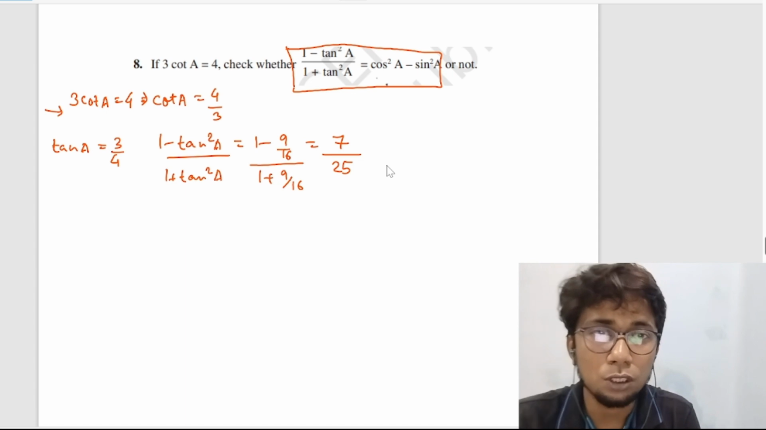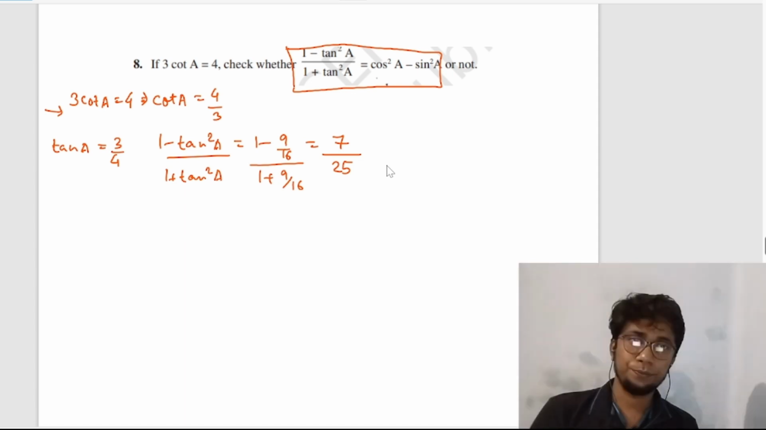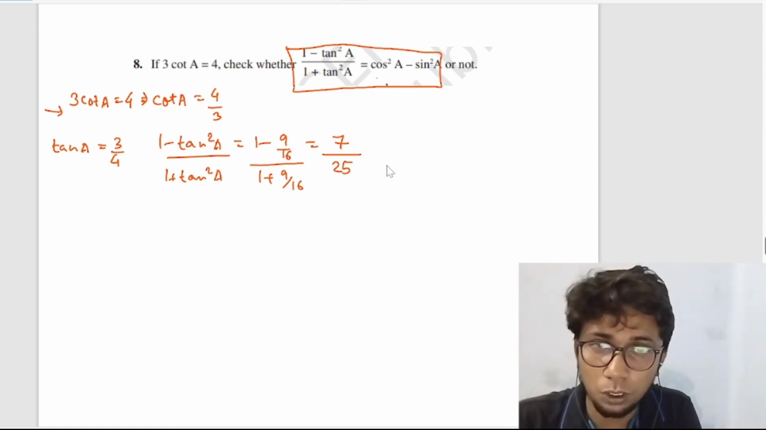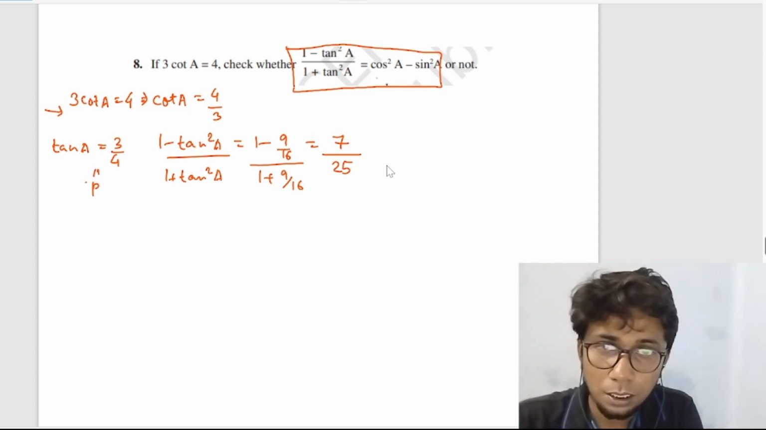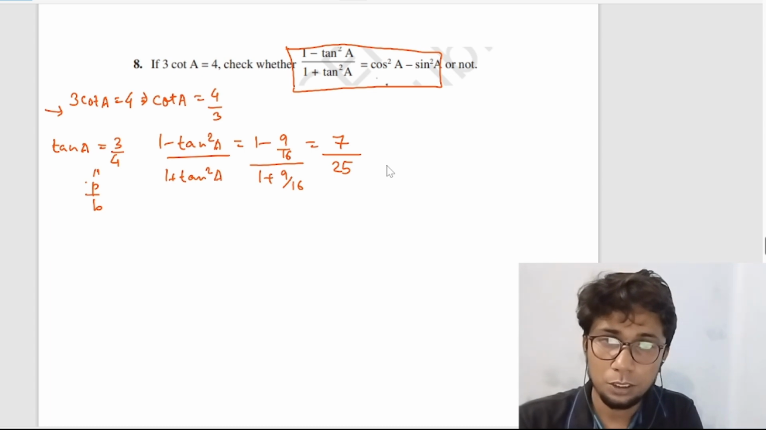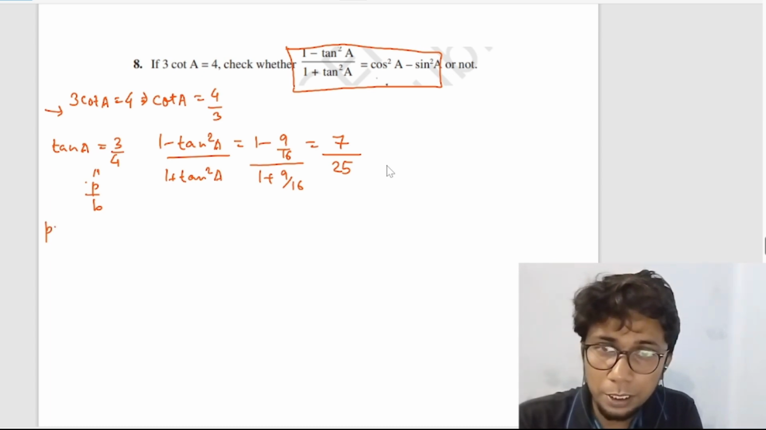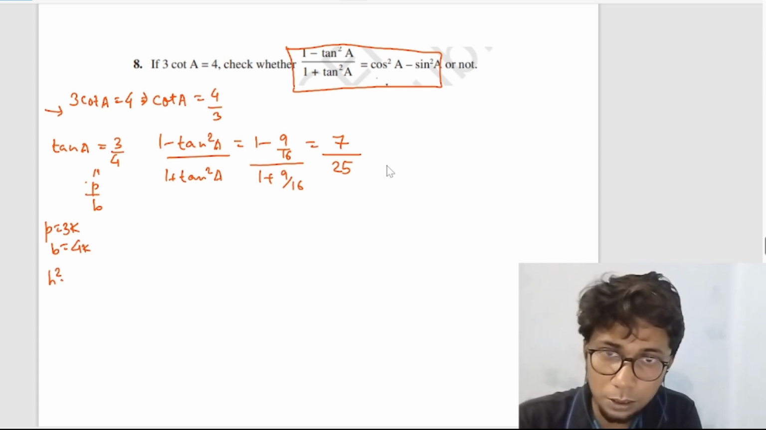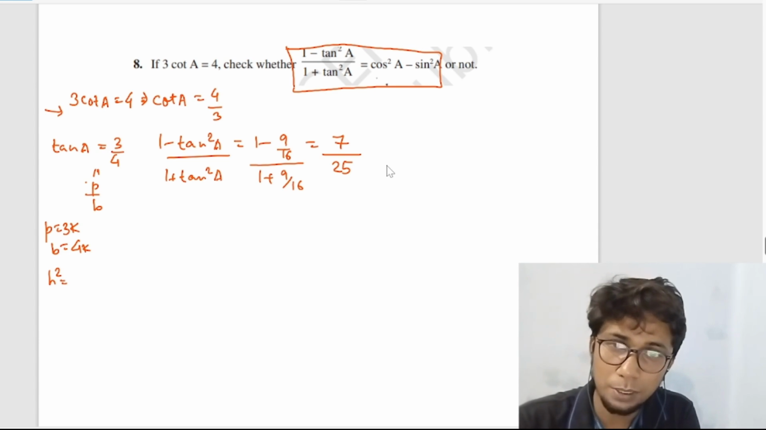Now what about cos square A and sin square A? See, this tan A is nothing but perpendicular upon base. So you can let perpendicular be 3k and base be 4k. You can calculate hypotenuse square, that is p square, 9k square plus 16k square.